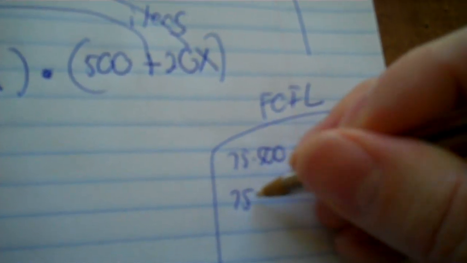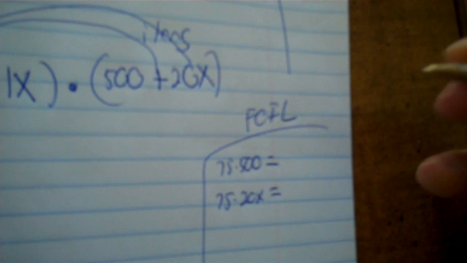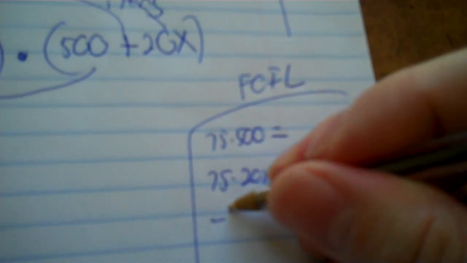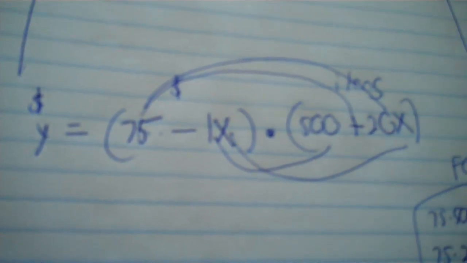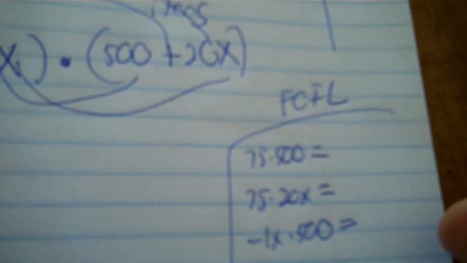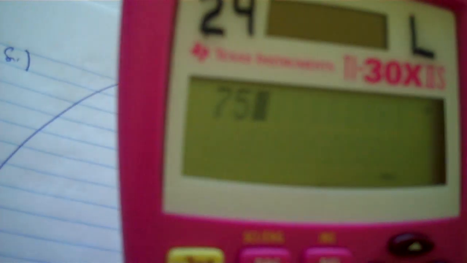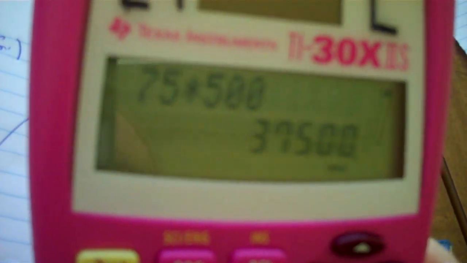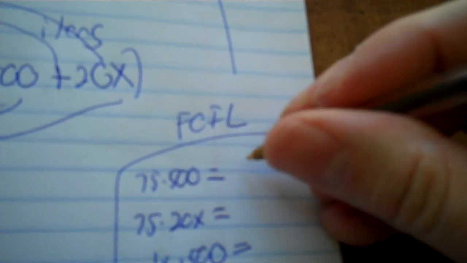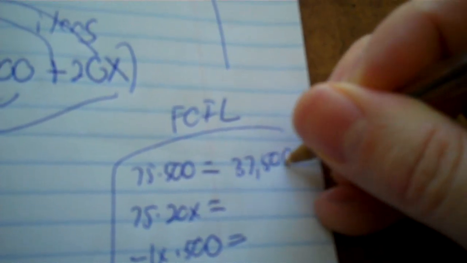75 times 20x. Negative 1x times 500. And negative 1x times 20x. Okay, 75 times 500, or 75 times 500. Okay, 37,500. That's a C because there's no X on it.